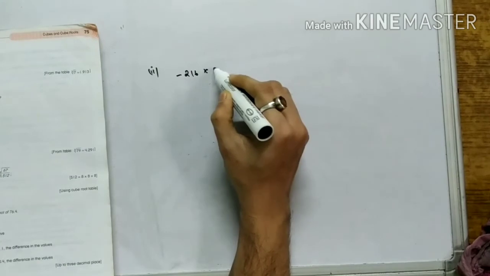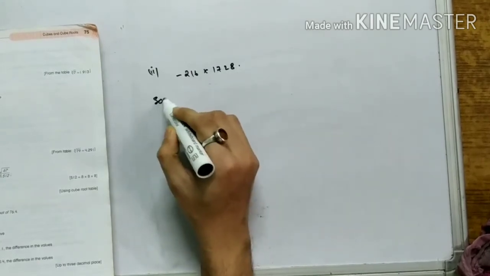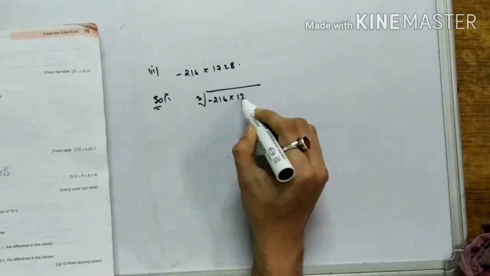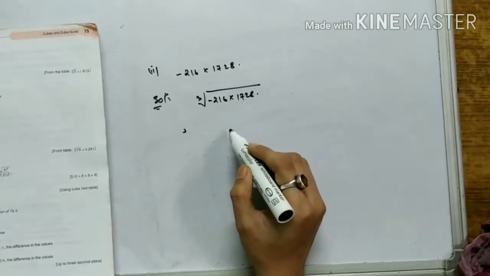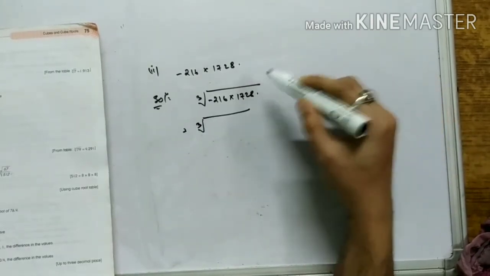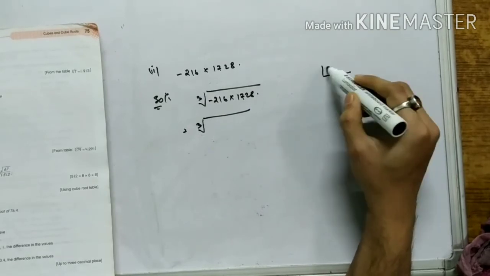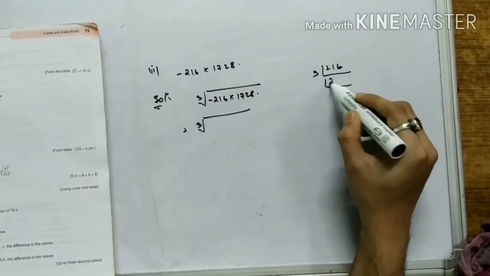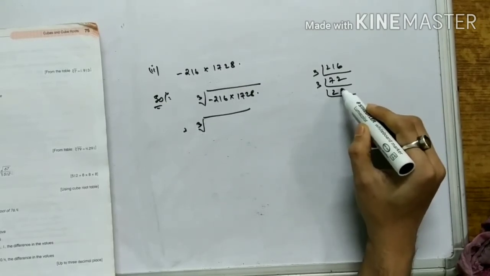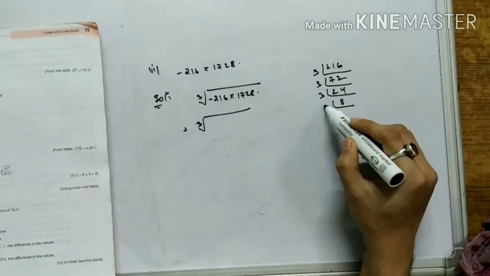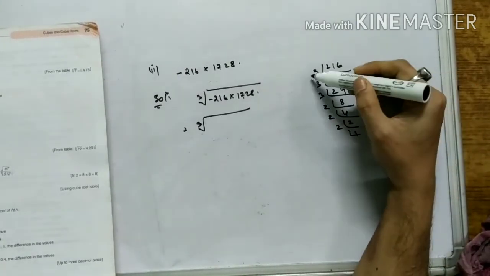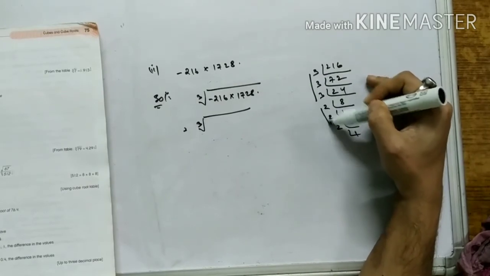Next one: minus 216 into 1728. So, solution: the cube root of minus 216 into 1728. I can do it in this way also. Let's find the prime factorization of 216. Here I will get 3 cube into 2 cube.